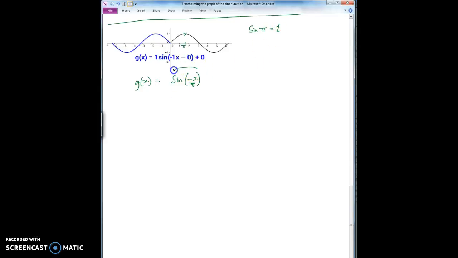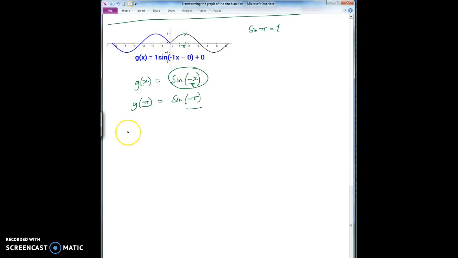But in this function here, when we put pi into the function, g of pi, we would get sine of minus pi. So instead of seeing pi, our function's actually seeing minus pi. And what that does is it has the effect of reflecting over in the y-axis.